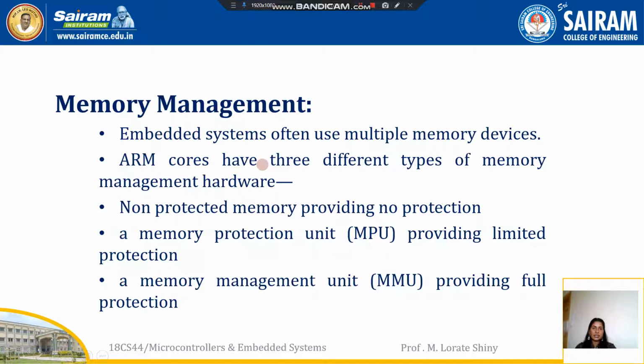Next is memory management. In an embedded system, there will be different types of memory devices. So it is necessary to have something to organize and protect the memory. There are three different types of memory management hardware available in the ARM processor. They are non-protected memory, memory protection unit, and memory management unit. Non-protected memory provides no protection for the memory devices. A memory protection unit provides limited protection on the memory devices. The last one, the memory management unit, provides full protection.